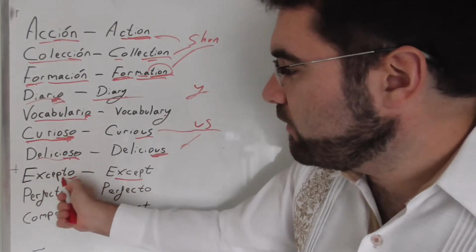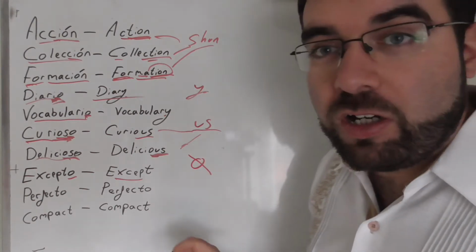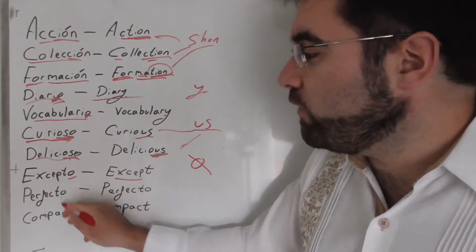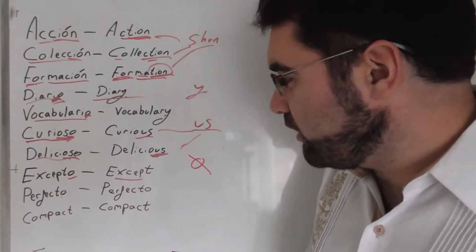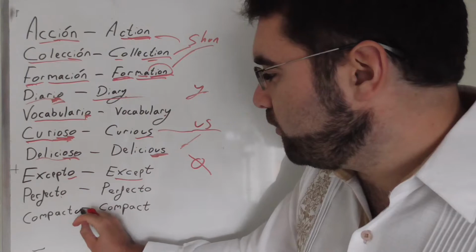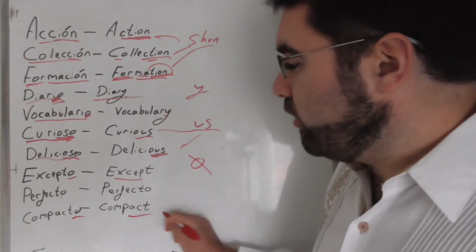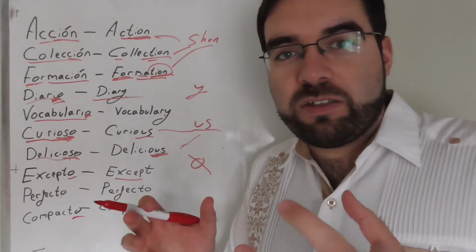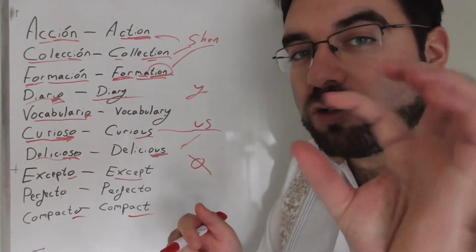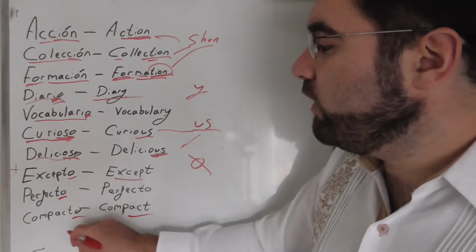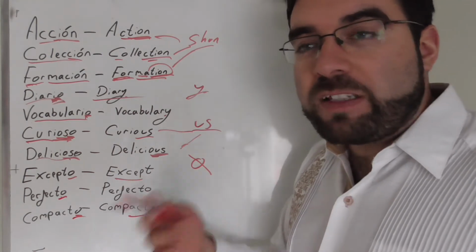So in this case, we just lose the O. Just O is gone. Excepto, perfecto, and compacto as well. Compacto, compact. Very similar pronunciation. The spelling is subtly different. Perfecto and compacto.